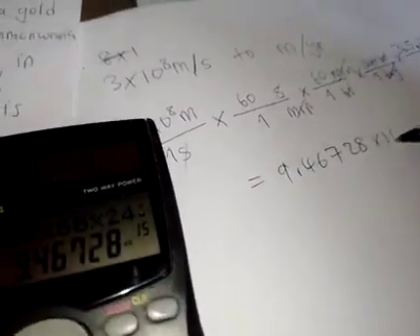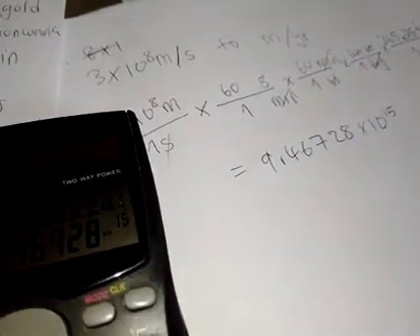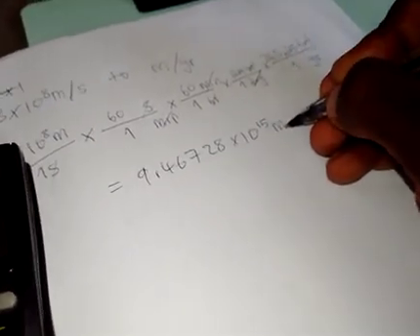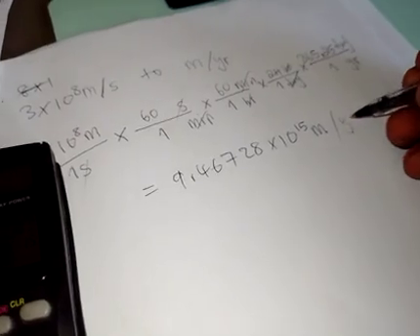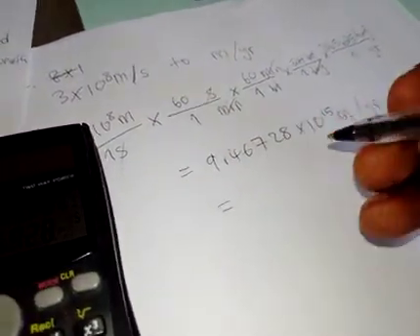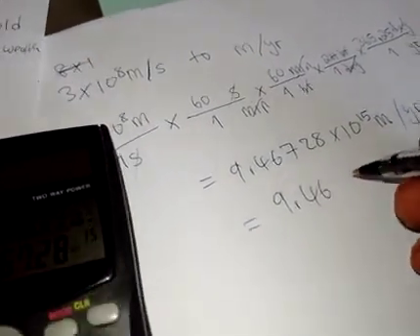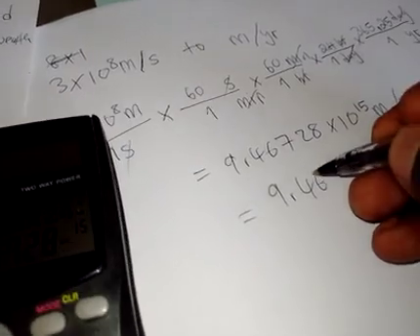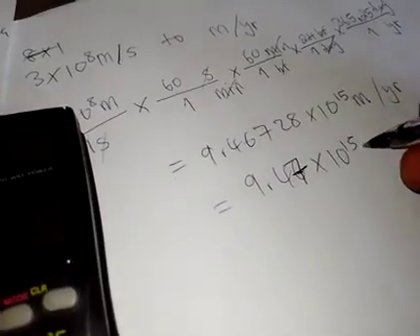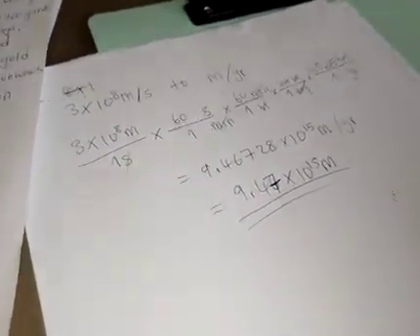So meaning the answer is 9.46728 times 10 to the power 15 meters. This is the speed of light in 1 year, meters per year. Then how far does it travel in 1 year? You can just write 9.46, or to round off, let's say 9.47 times 10 to the power 15 meters. So this is how far light travels in 1 year.